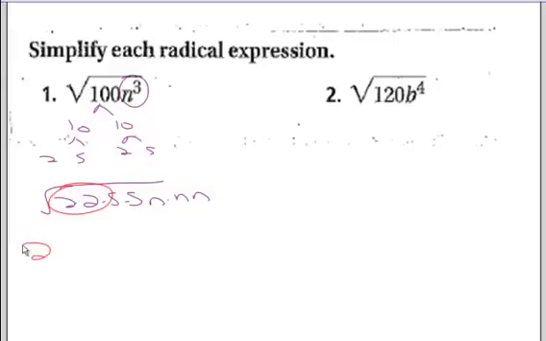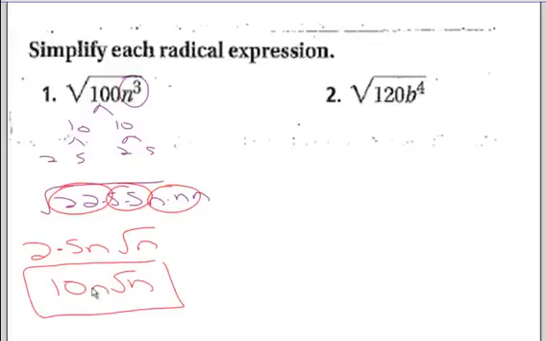Anytime I have a pair, it goes out. A pair of 5s is also going to be out. A pair of n's is going to be outside the radical, and the square root of n stays. And we're going to multiply anything left on the outside together. So 2 times 5 is 10. So 10n square root n is the simplified form of the square root of 100 n to the third.